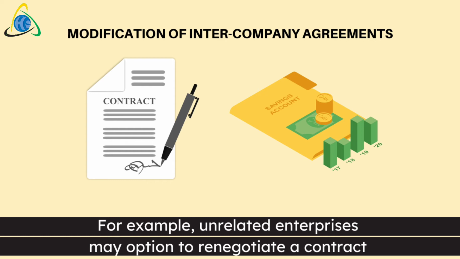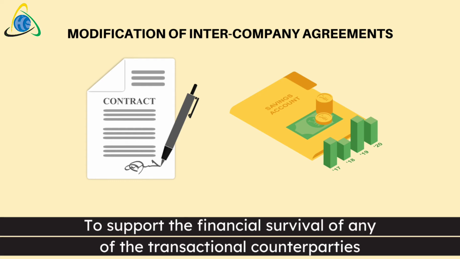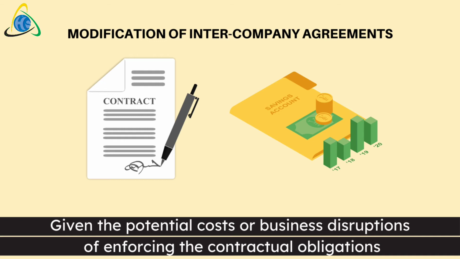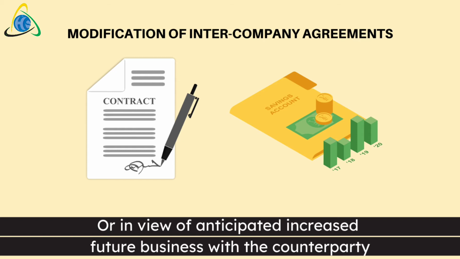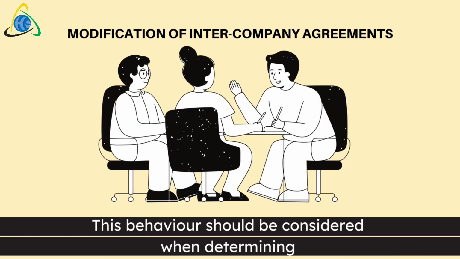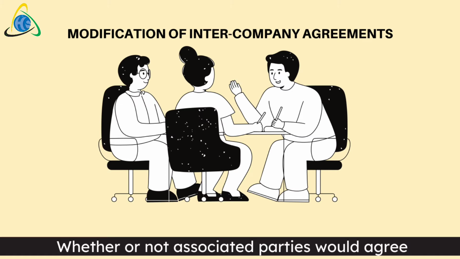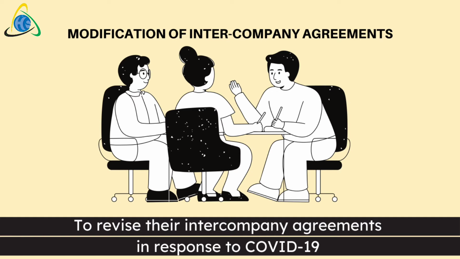For example, unrelated enterprises may opt to renegotiate a contract to support the financial survival of any of the transactional counterparties, given the potential costs or business disruptions of enforcing their contractual obligations, or in view of anticipated increased future business with the counterparty. This behavior should be considered when determining whether or not associated parties would agree to revise their intercompany agreements in response to COVID-19.